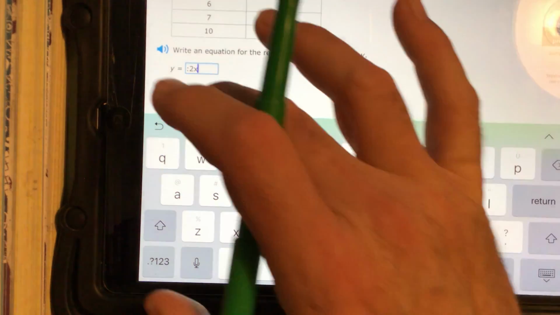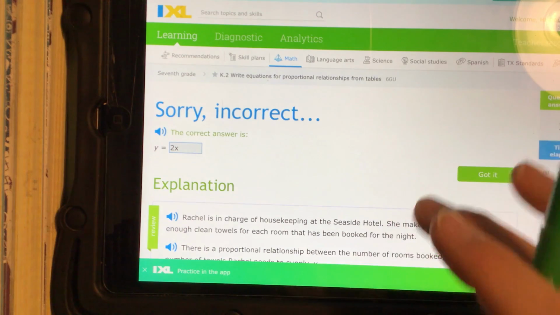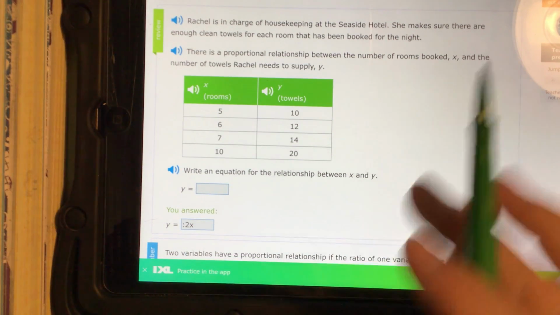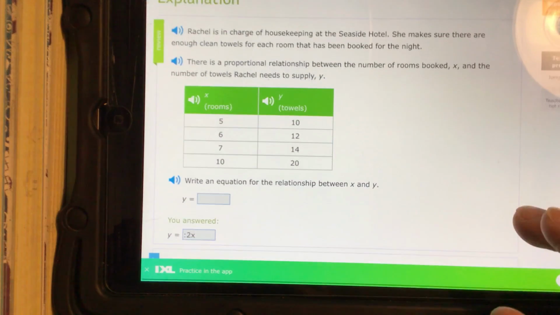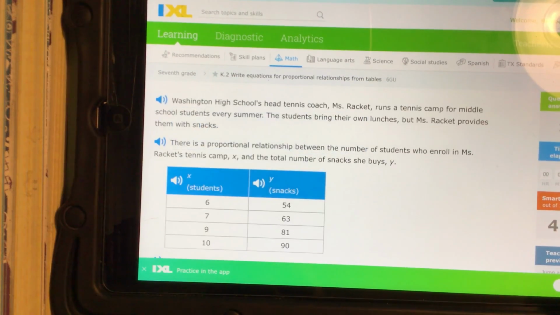And then submit. Oh, I had put a colon. That was a typo. I put a colon. Otherwise, I was correct, okay? So, I skip a level. All right, so let's jump to the next level.